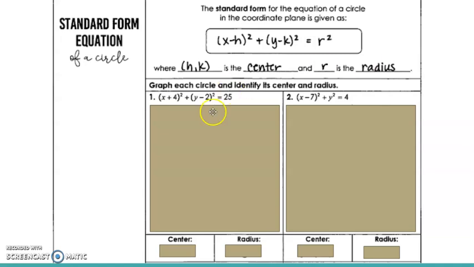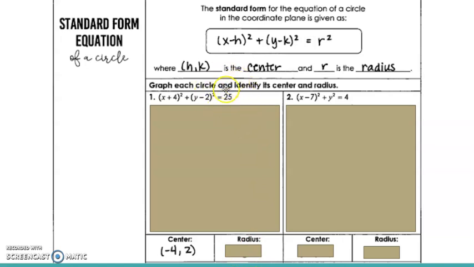So if we look at a problem, it's giving us the equation of a circle, and it wants us to identify the center, the radius, and then graph it. We're first going to start by taking out our center. Notice that if I have minus h, that's really going to be positive h. So it's sort of the opposite of what's written in the equation. So if I have positive 4 and minus 2, that's really going to be (-4, 2).